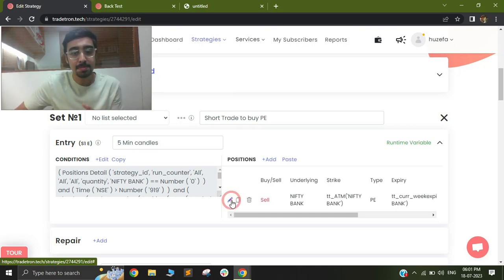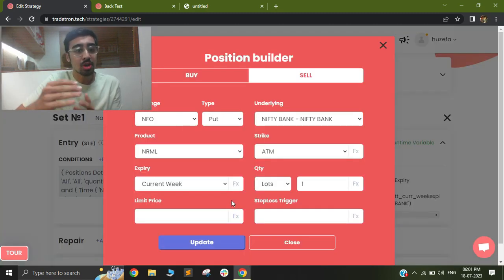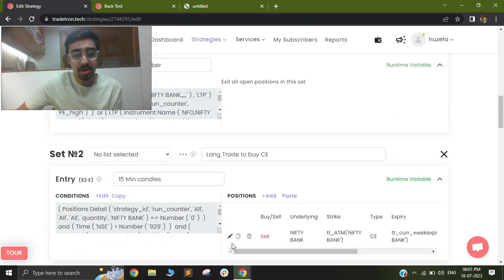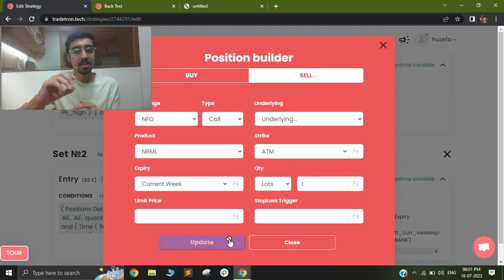If you see my positions here, in the original strategy this would ideally be a buy trade, but here I have modified it to a sell trade. At the same time, for my set two entry, instead of my buy for a call, I have now made it a sell for a call, which means I'm just inverting the direction that I'm trading in.